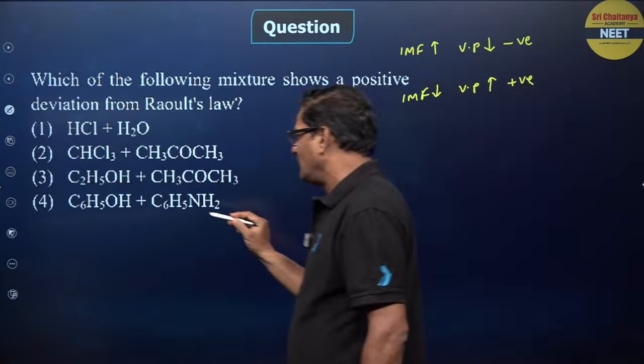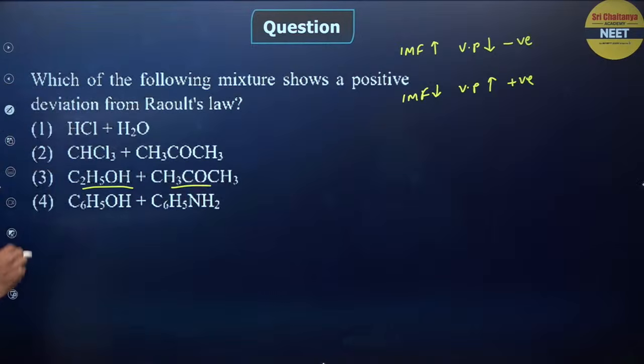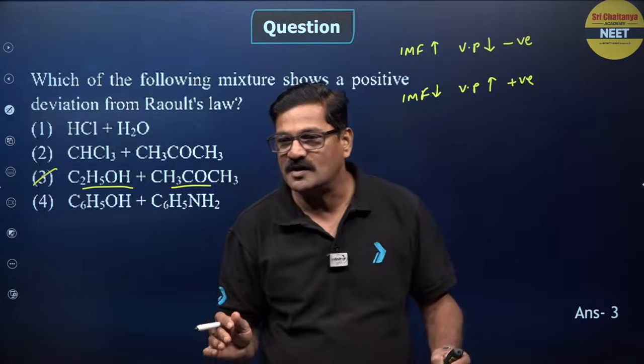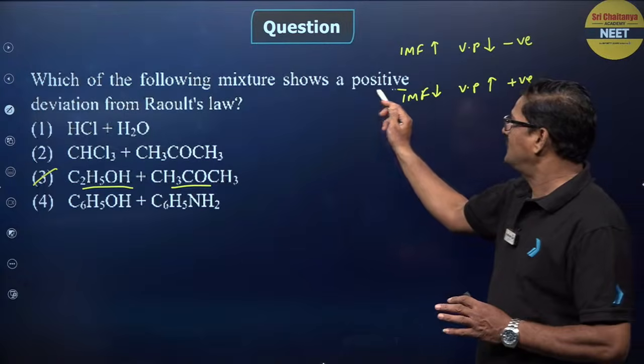If you take ethyl alcohol and acetone, there will be disruption of the intermolecular forces, so it is going to show you the positive deviation from Raoult's law. So that is the key point.